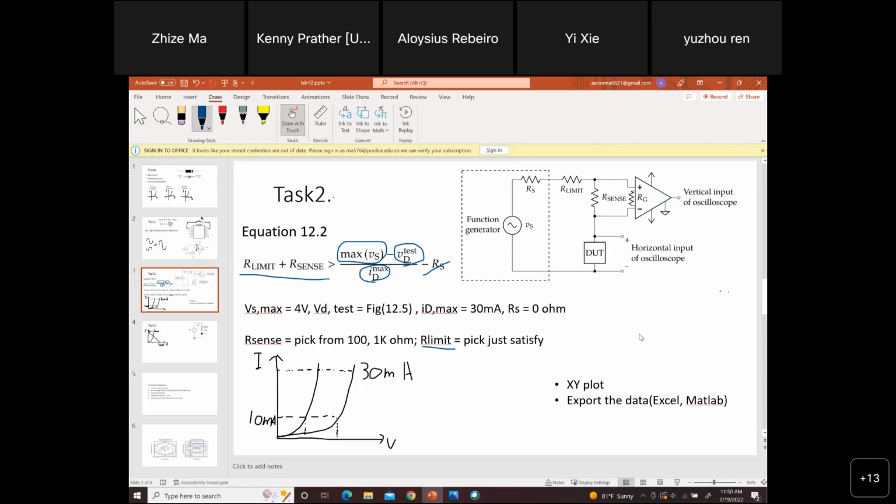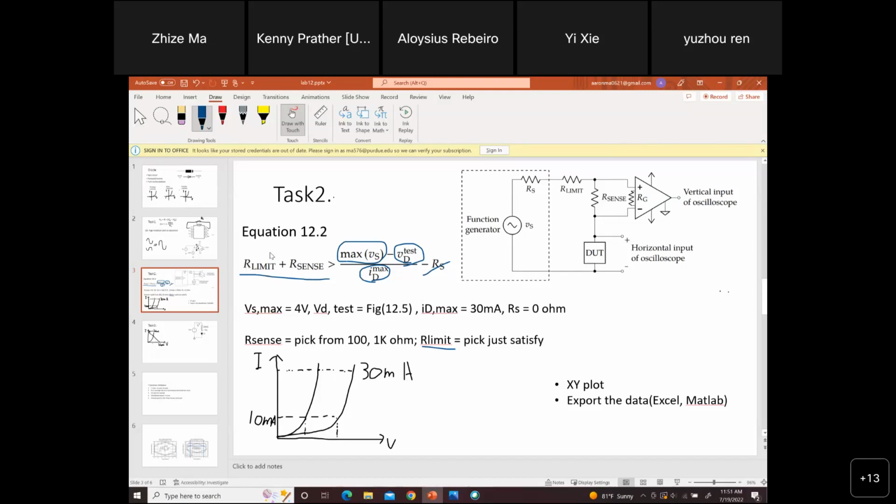For example, if after you do the calculation you get R limit plus R sense greater than 200, then you make sure your R limit plus R sense is just a little bit greater than 200. If you choose R limit plus R sense to be like 1K, then you limit the current too much. You will not get the whole plot.